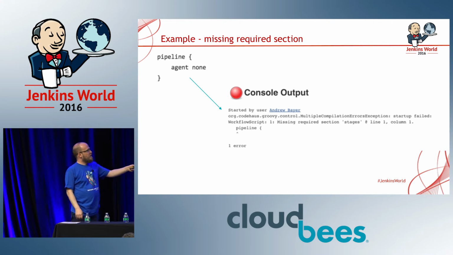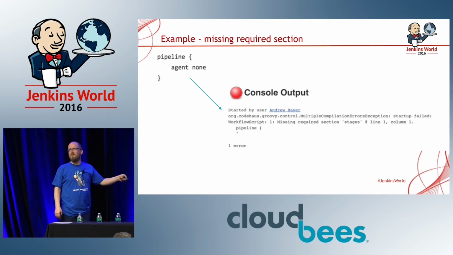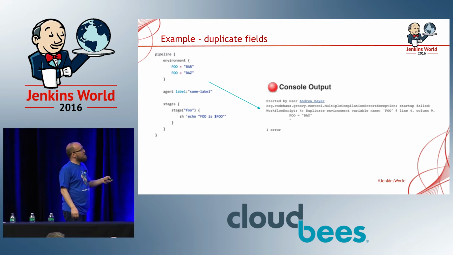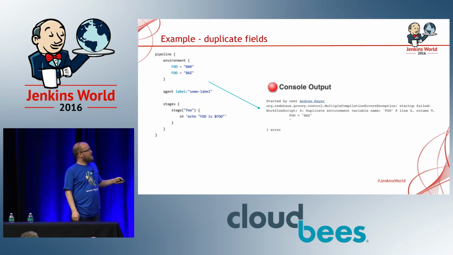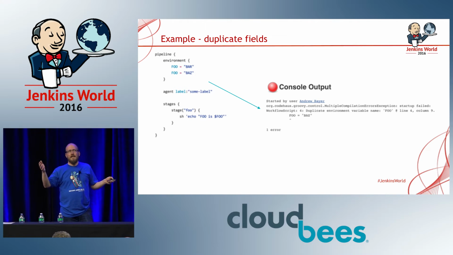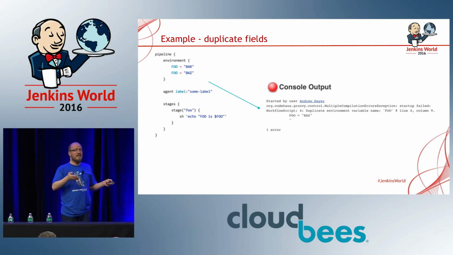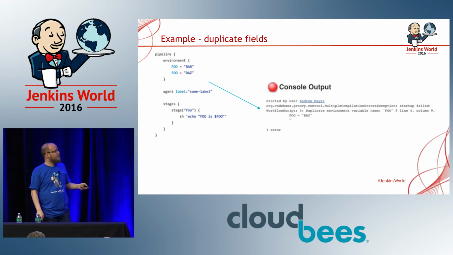So, for example, here, if I just do pipeline agent none, it's going to error saying I'm missing the stages section. Here the error is pointing at the pipeline block because you can't actually point at a stages block that's missing. Another example here is that there are duplicate environment variable names. That's obviously kind of gibberish. And while you could technically think that you could just reassign a variable name, if you have duplicate environment variable names, that's probably a mistake. You probably didn't mean to do that, so we'll check and not allow you to have duplicates.